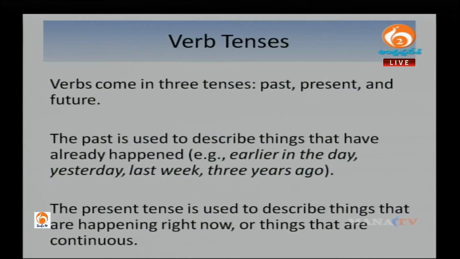So that is what past tense is in simple words. It's not difficult to remember. The present tense is used to describe things that are happening right now, or things that are continuous, right? So the present tense is like we all know, present tense ante present situation lo em avutundi, that is your present tense, yeah.